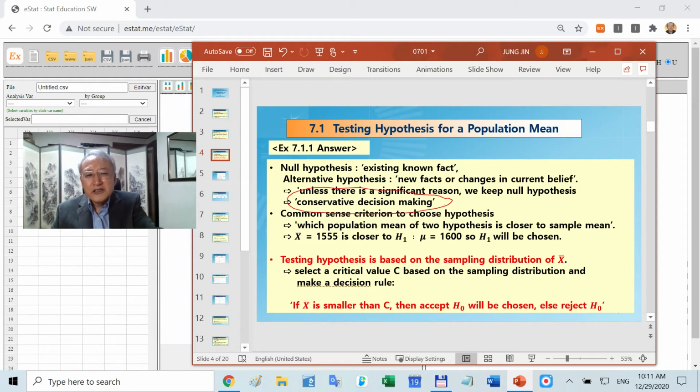This is common sense: just compare the distance from H0 to H1 and select that. But we learned statistics, especially the sampling distribution. Statistical testing of hypothesis tries to make a decision based on the sampling distribution. How do you make a decision? Somewhere between H0, mu 0, and H1, we try to have a value we call the critical value. Somewhere in the middle, we set up C, the critical value, based on the sampling distribution. If the sample mean is smaller than C, we'll accept. If not, we'll reject. That's the basic idea. Then the issue is how can we select this C?